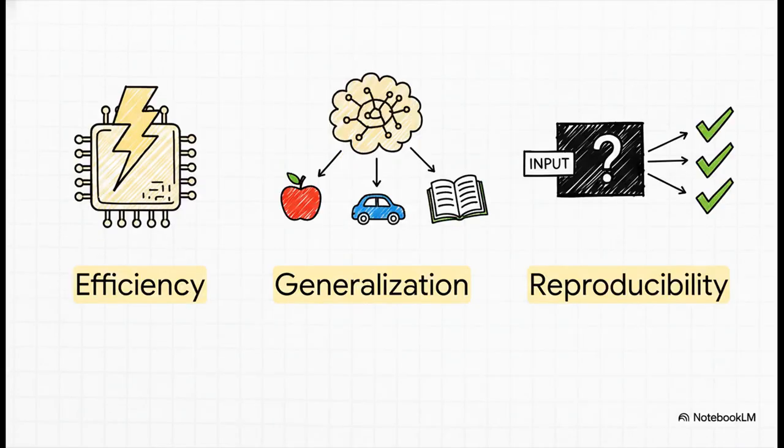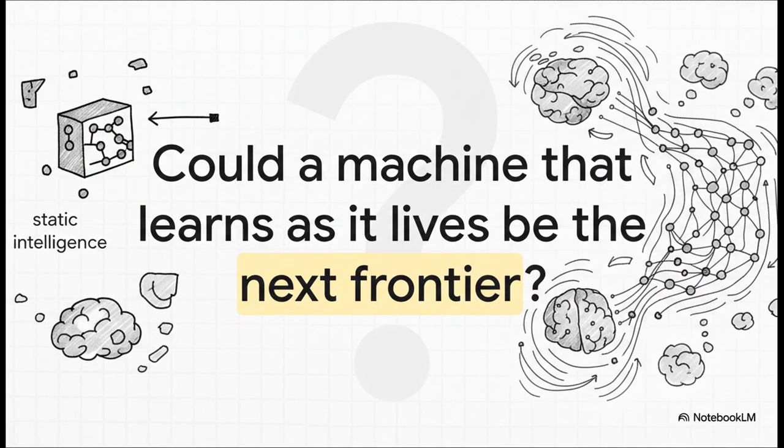Now, of course, there are some really good practical reasons we separate them today. For one, it's just way more efficient. It also helps the model generalize better, so it doesn't get totally thrown off by every new thing it sees. And, maybe most importantly, it makes the model's behavior predictable and reproducible. You definitely want your medical AI to give the exact same diagnosis for the exact same scan every single time, right?